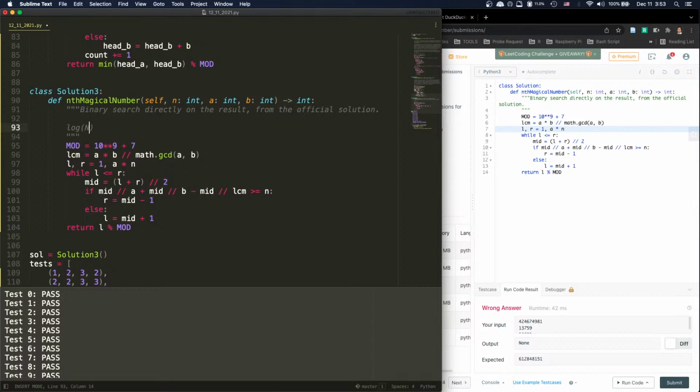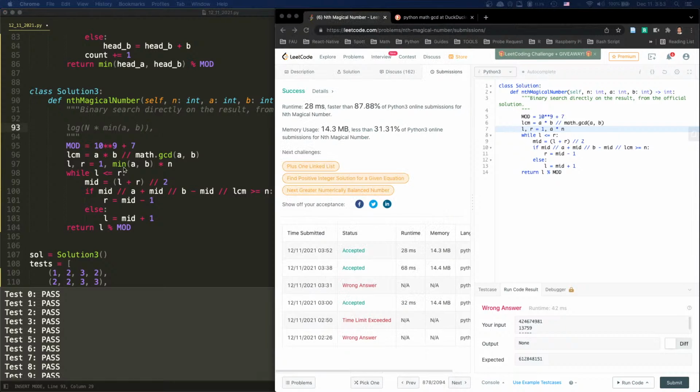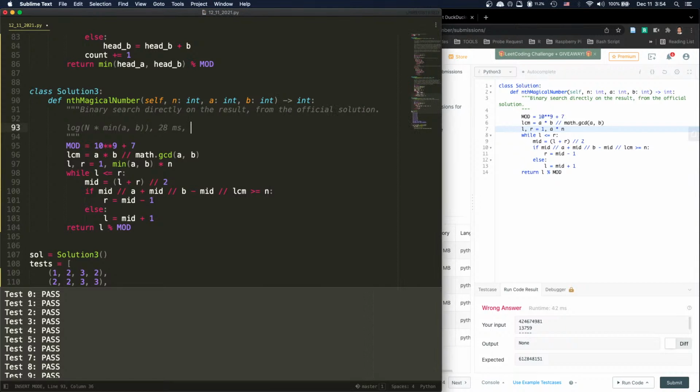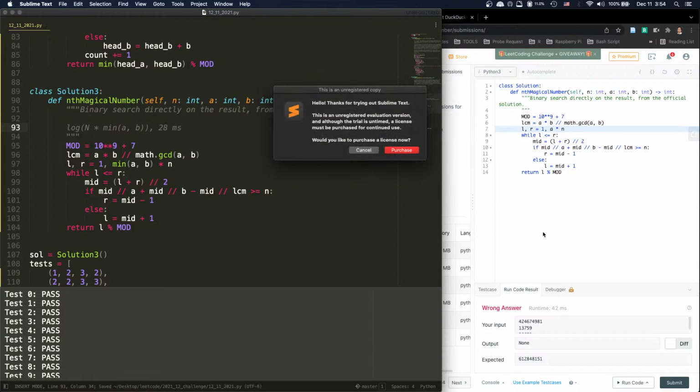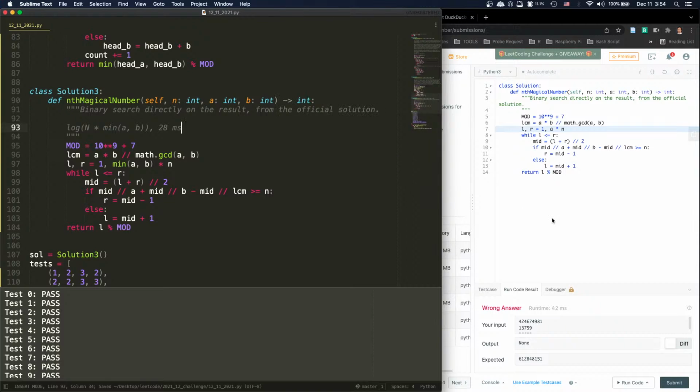It's log N. Well, that's a log. I mean, we can do, say, min AB. So it's N times min AB. 20, 28. Wait a second. All right. Well, that's a good one. It's a good question. I like it.